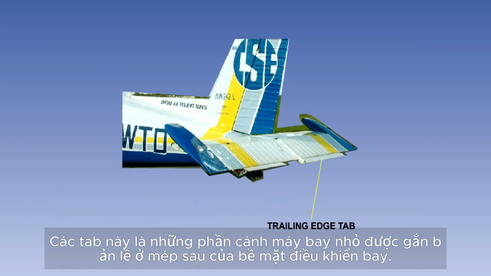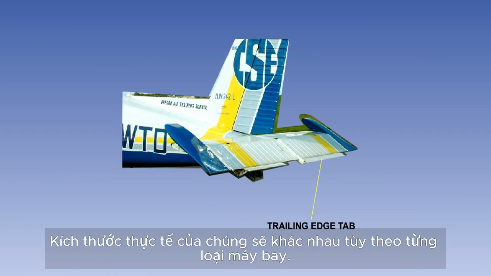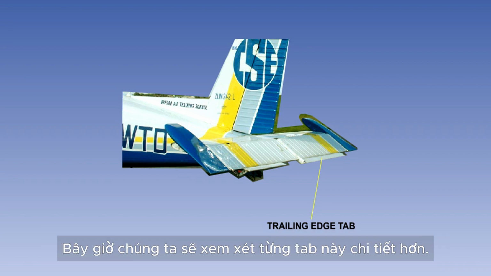These tabs are small aerofoil sections hinged at the trailing edge of the flying control surface. Their actual size will vary from aircraft to aircraft. We will now take a look at each of these tabs in greater detail.